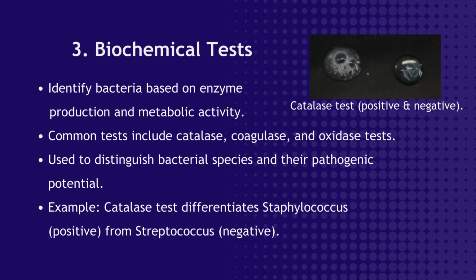Biochemical tests identify bacteria based on enzyme production and metabolic activity. Common tests include catalase, coagulase, and oxidase tests, used to distinguish bacterial species and their pathogenic potential. Example: the catalase test differentiates Staphylococcus, positive, from Streptococcus, negative.